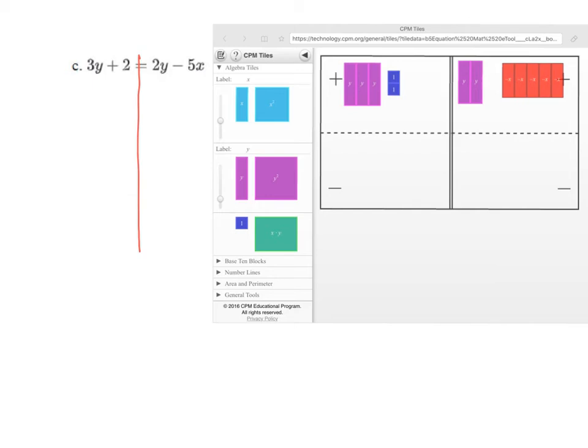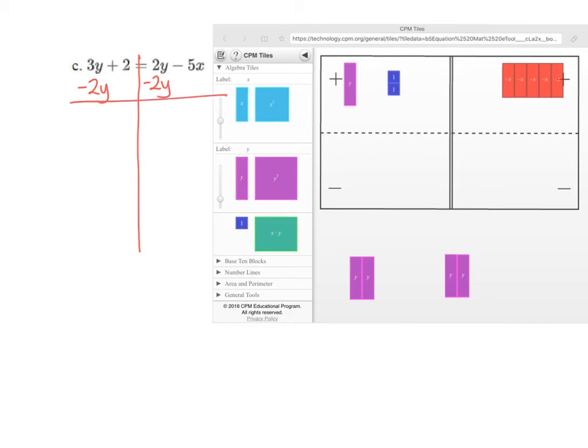First here I can see that I can remove 2 y tiles from the left and I can remove 2 y tiles from the right. Let's do that now. So I subtract 2y from the left, I subtract 2y from the right, and I am left with y plus 2 equals, no y's on the right, just negative 5x tiles.